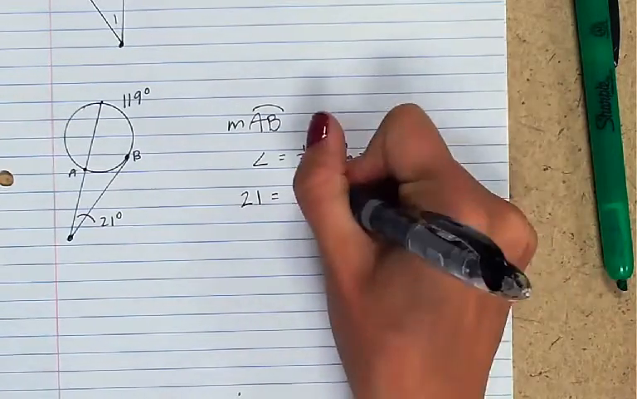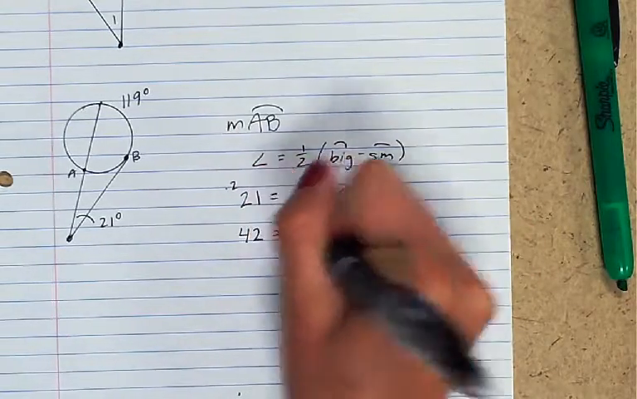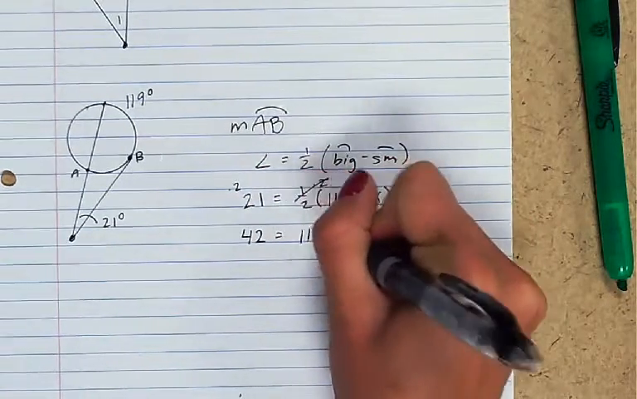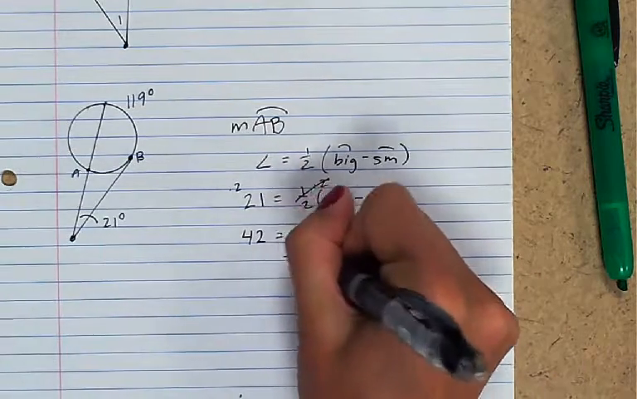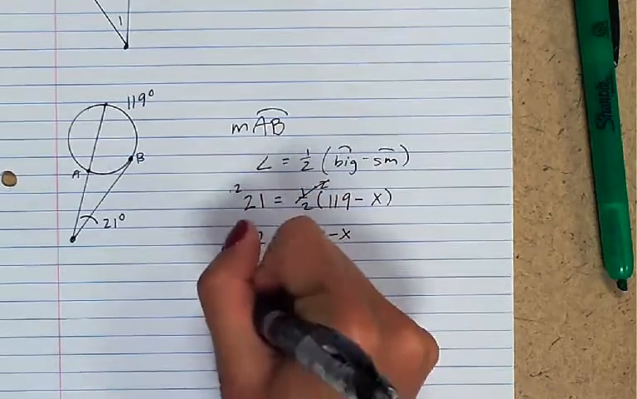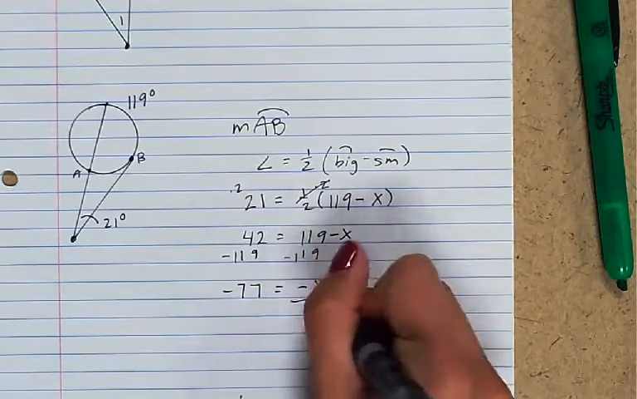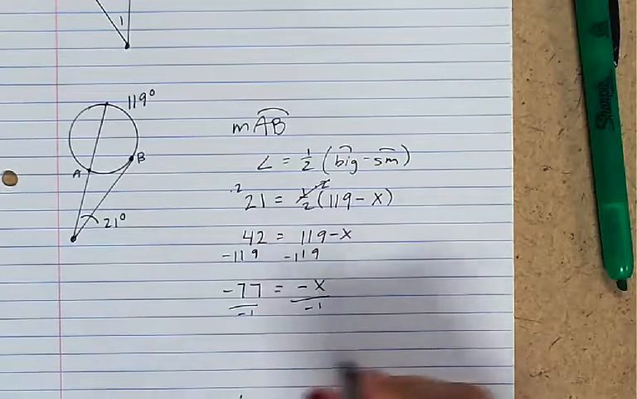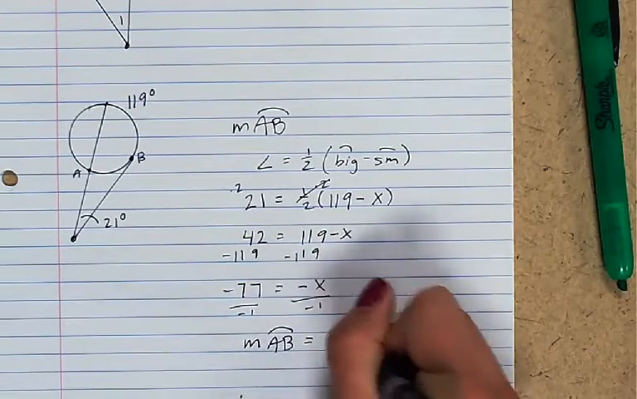So again, to undo that half, I'm going to multiply both sides by 2. And then I'm going to subtract 119 from both sides. And again, negative 77 equals negative x. Divide both sides by negative 1. And we get the measure of arc AB is 77 degrees.